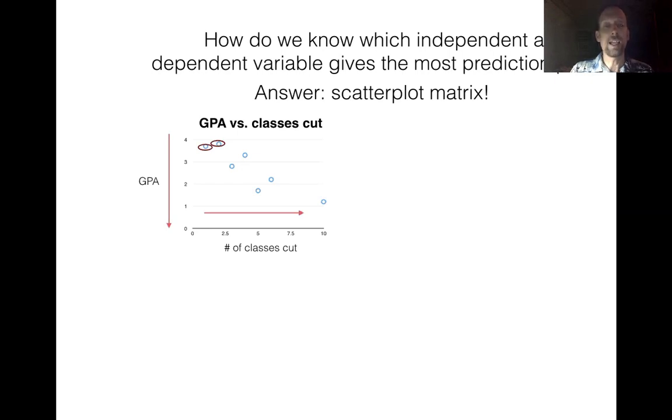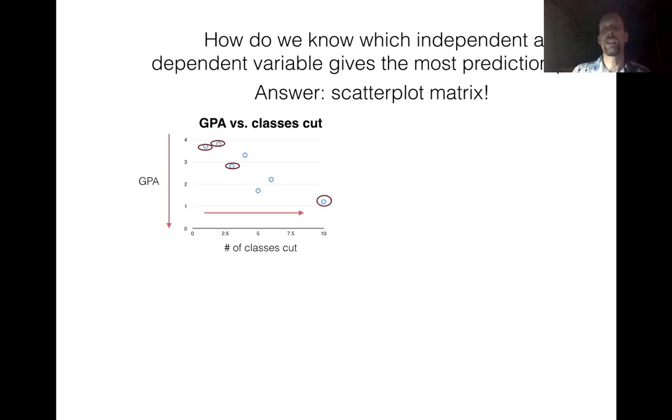Now, as we increase the number of classes, what's happening to the GPA? Notice that it's starting to drop, right? Until we get to the very bottom, the extreme lower right, we've cut so many classes, almost 10, as if we're cutting every other week. This time, we're expecting the GPA to be very low.